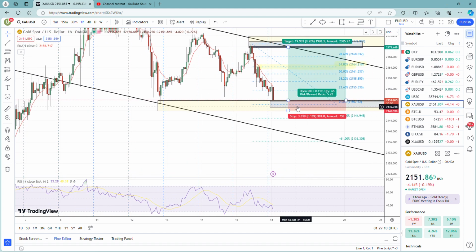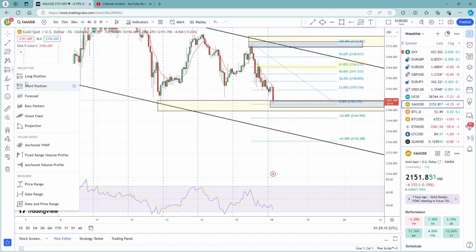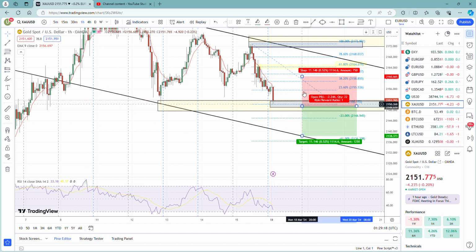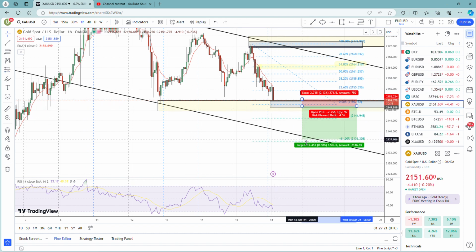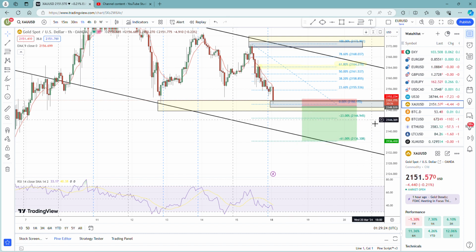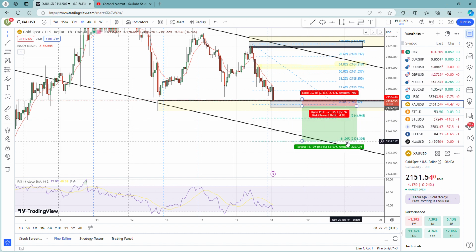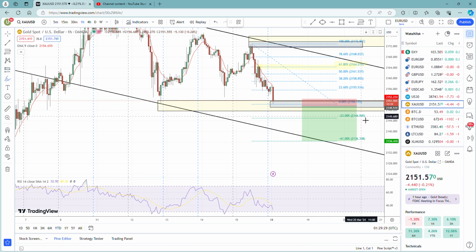So if price does go down and you want to sell trade, you'd have to breach this support and make it act as resistance, and then you'd have your levels here. TP1 would be 23 and TP2 would be 61. So if I just highlight that, TP1, TP2. And why would I enter a sell trade if price does this? It'll breach it, then it'll act as resistance, this level, and then it would retest it, and then it would go down, TP1, TP2.